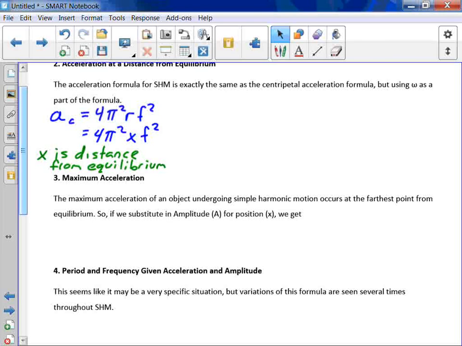Now look, we've got 4 pi squared f squared. What is that in terms of omega? If omega is 2 pi f, then what's 4 pi squared f squared? Omega squared. Yeah, that's exactly it.